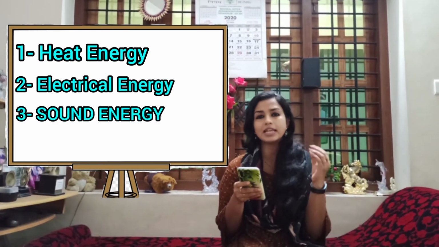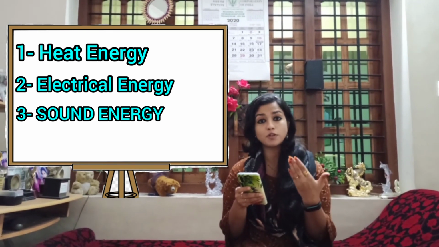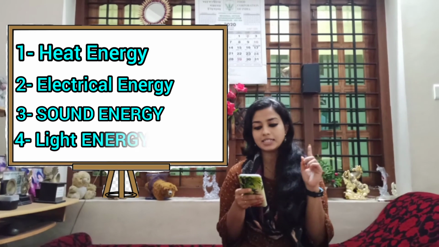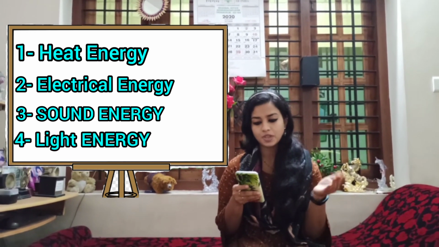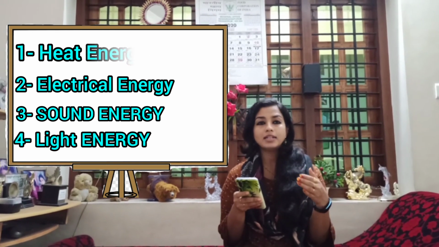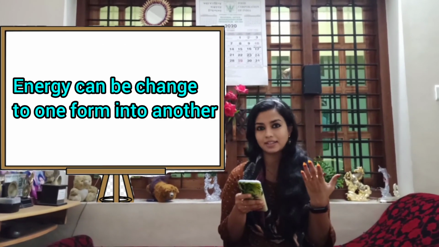Sound energy helps us to hear different sounds. And the last type of energy is light energy. Light energy is required to see things. And see children, the last point you want to study about energy is that energy can be changed from one form into another. Okay. So this is all about our chapter force, work and energy.